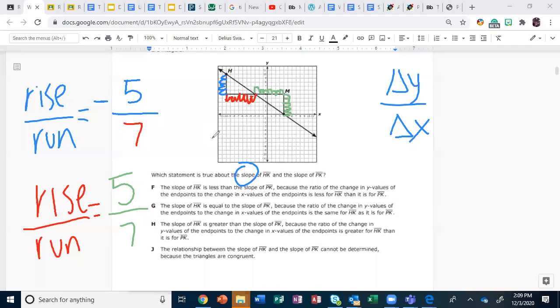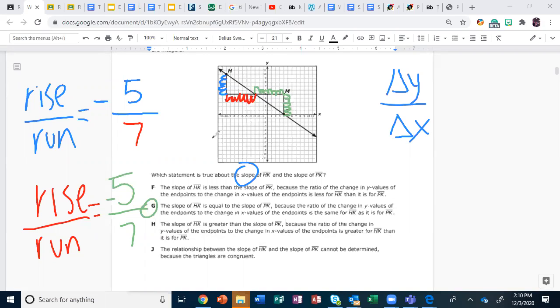Now your line is going down too, so it should be a negative 5 or 7. It really doesn't matter. One of the two, both of them are negative. So what do we know about the slope of the two triangles? They both have -5. They are what? Negative. The same. Which one says that they are the same? B or G, but B is not here, so the answer is G.